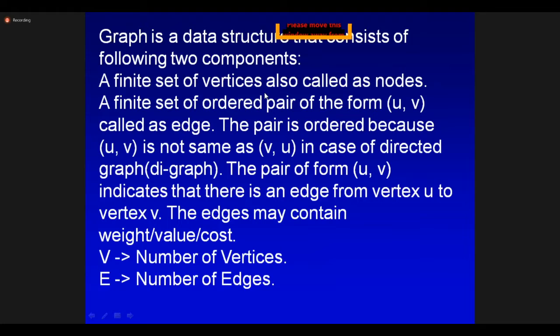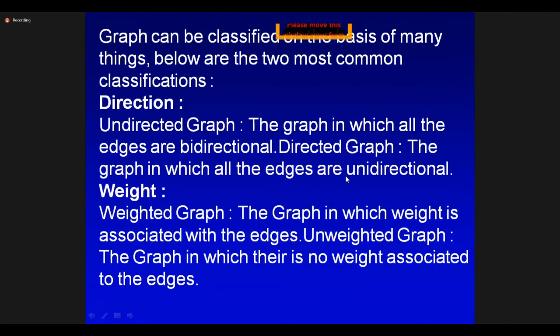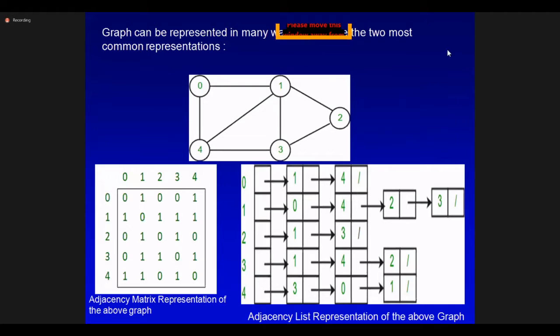And this graph edge may contain either a weight, value or cost. This value, cost or weight will be used in case of finding the shortest path. So these are all the graph varieties. This we have already seen. So before going to the programming, we will first understand.